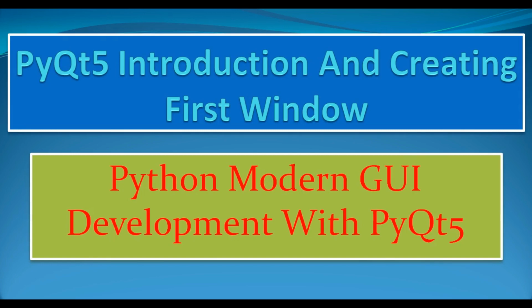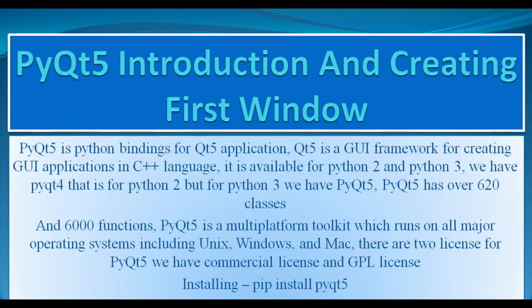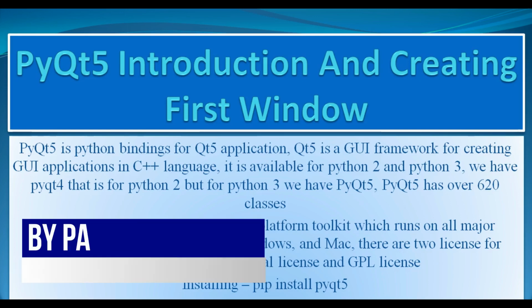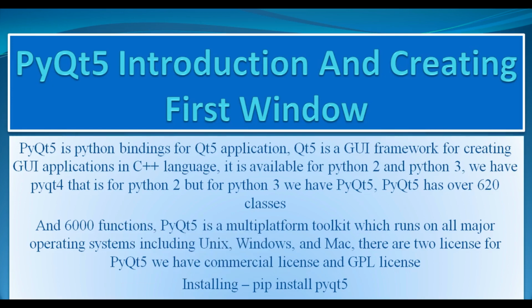In this video we are going to have a simple introduction to PyQt5 and how you can install PyQt5 on your local machines, and after that we are going to create our first window in PyQt5. So first of all, PyQt5 is Python bindings for the Qt5 application framework. Qt5 is a GUI framework for creating GUI applications in C++. It is available for Python 2 and Python 3. PyQt5 has around 620 classes and around 6,000 functions. PyQt5 is a multi-platform toolkit which we can use on all major operating systems including Unix, Windows and Mac.